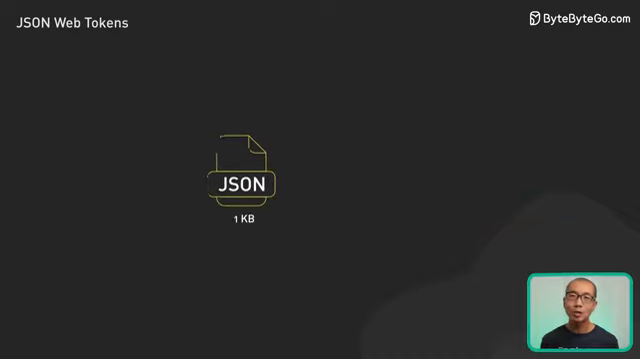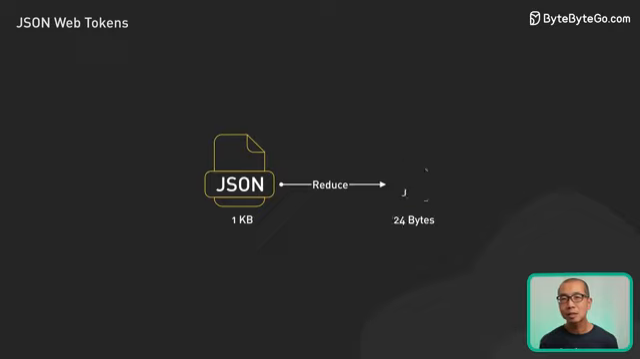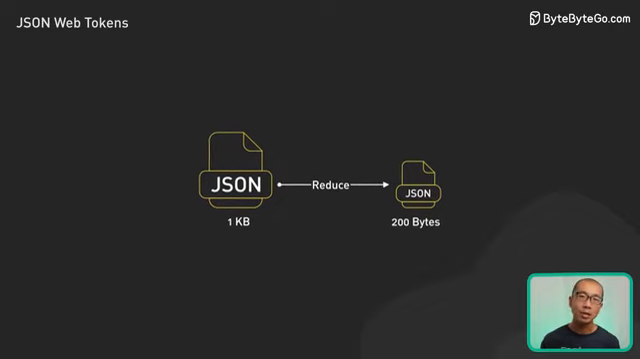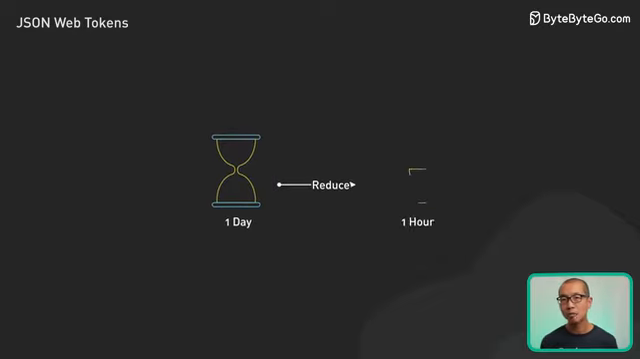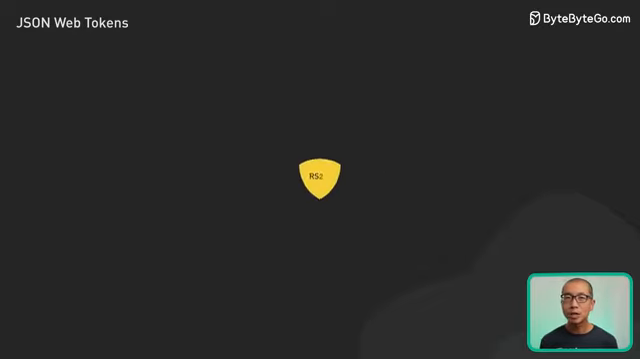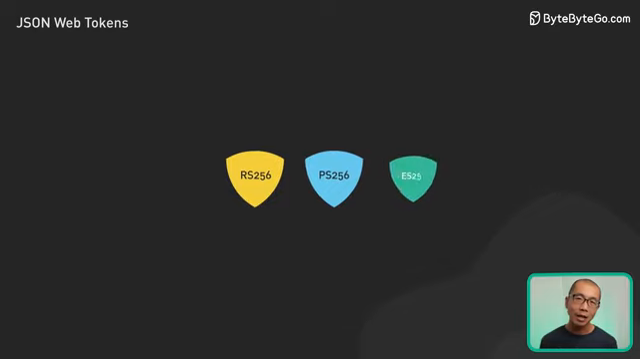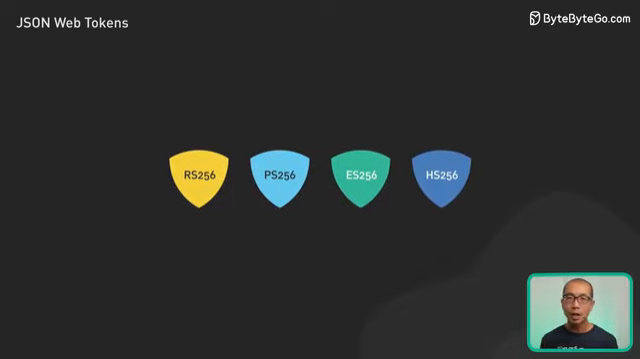To mitigate risk when using JOTs, some best practices to follow are keeping JOT payloads compact with only the necessary user claims. Use short token expiration times when possible. Store tokens securely and invalidate any leaked tokens. And use strong signature algorithms.